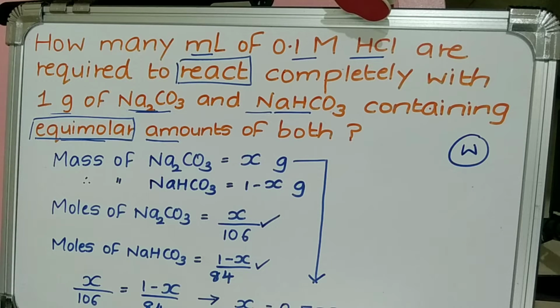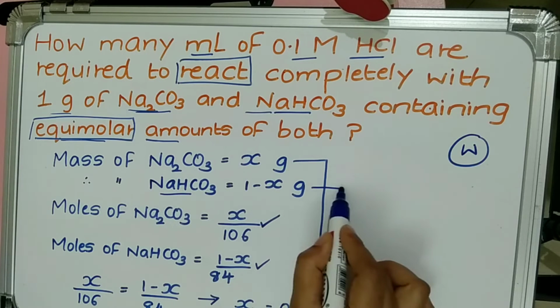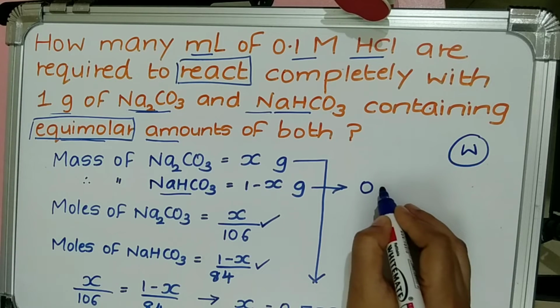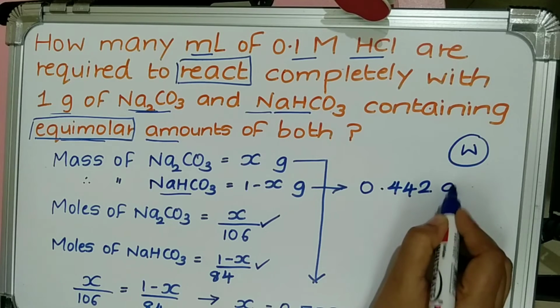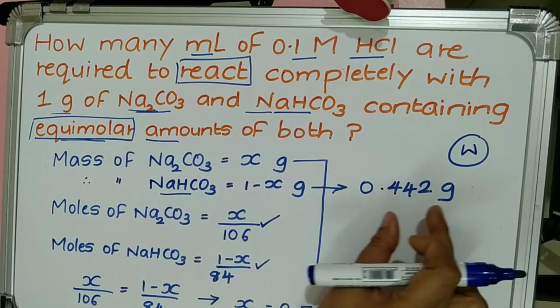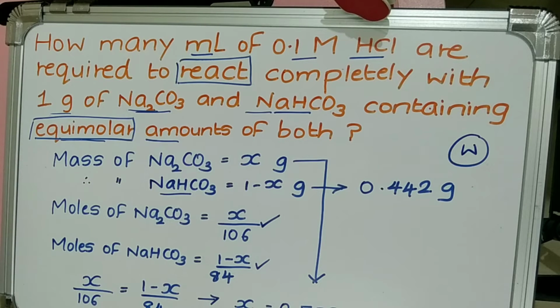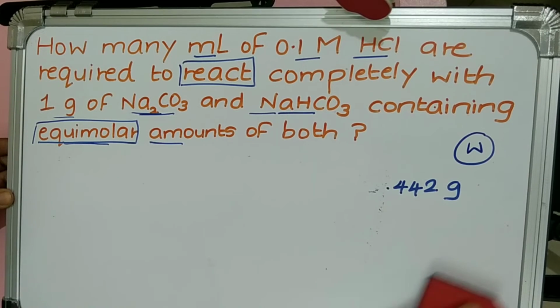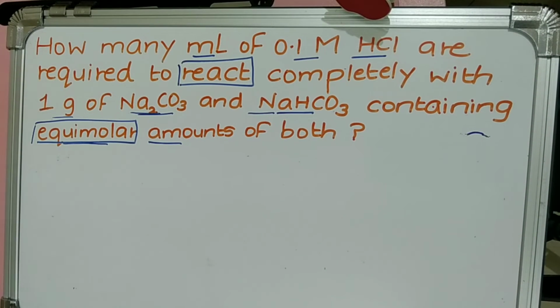We are getting X value, right? So what will be the mass of NaHCO3? 1 minus of this value. 1 minus 0.558, that is 0.442 grams. Correct? So now you are getting the mass of both the substances, 0.558 and 0.442. So that is 1 gram. Now the next step is we will write the equation for both. How HCl is reacting with Na2CO3, we'll check that first. So we'll write the equation now.